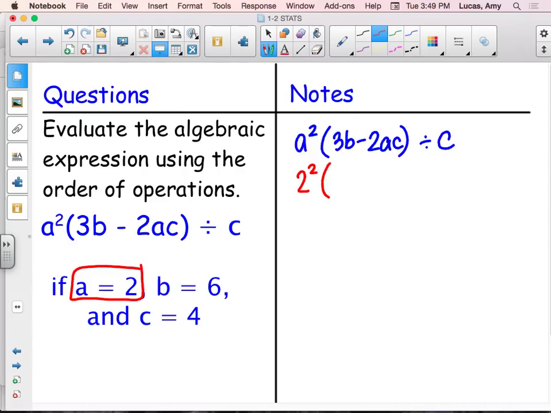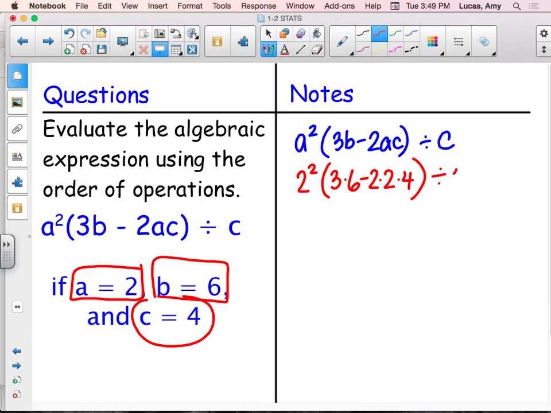So 2 squared. B equals 6. So 3 times 6. Then we have 2 times a was 2, and c is 4. And then divided by 4. So that's just substituting all of the values that they gave us for our variables. Now we need to work inside of the parentheses.